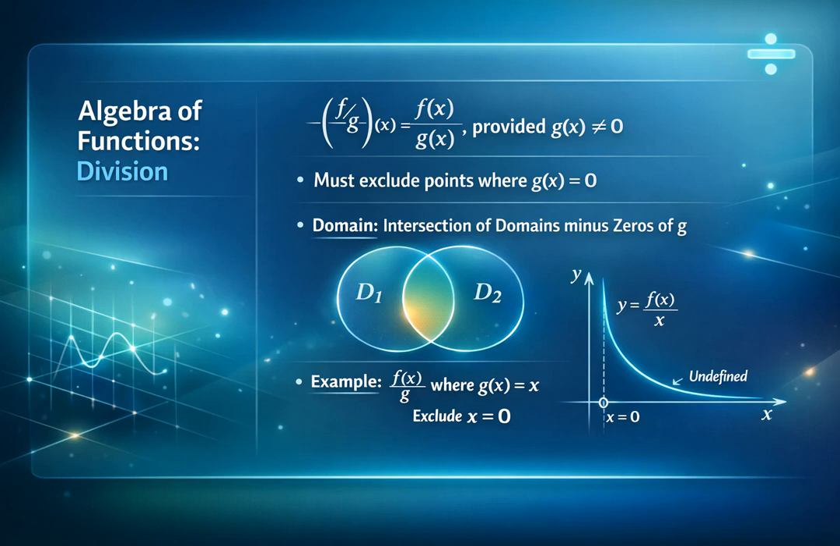Division of functions is f divided by g of x equals f of x divided by g of x. But there's an important condition: g of x must not equal 0. So we must exclude any points where the denominator function equals 0. The domain is the intersection of domains minus all points where g of x is 0.